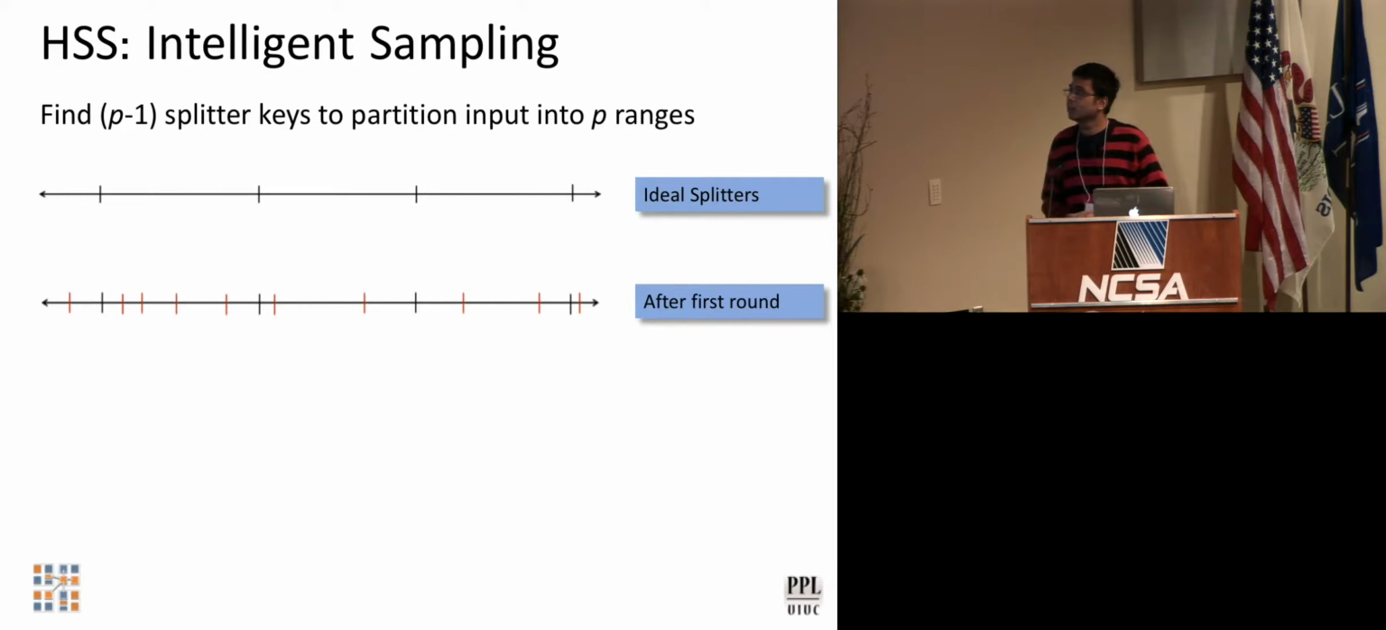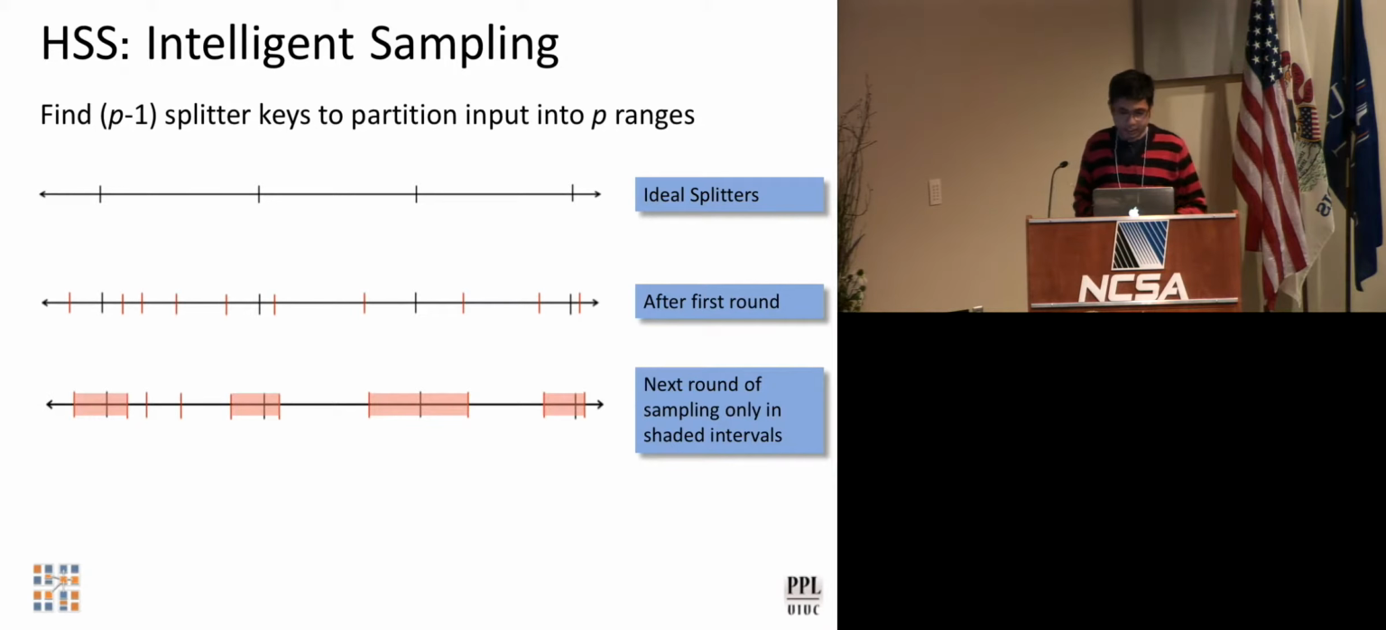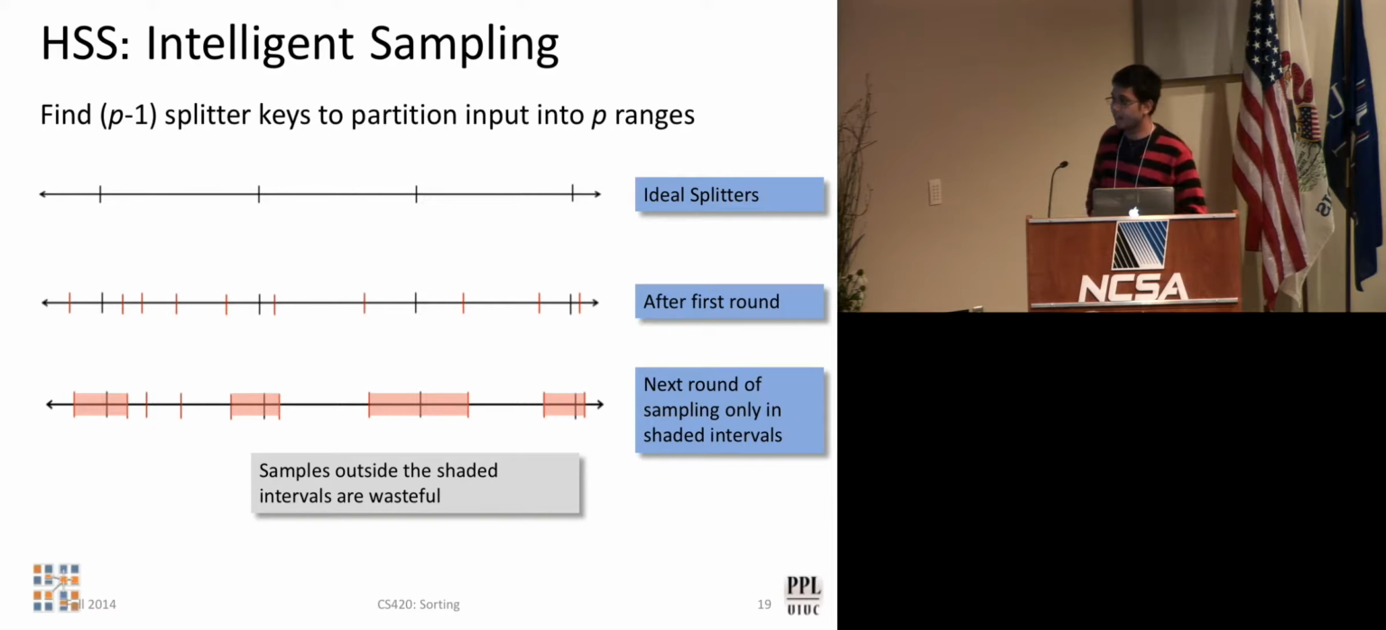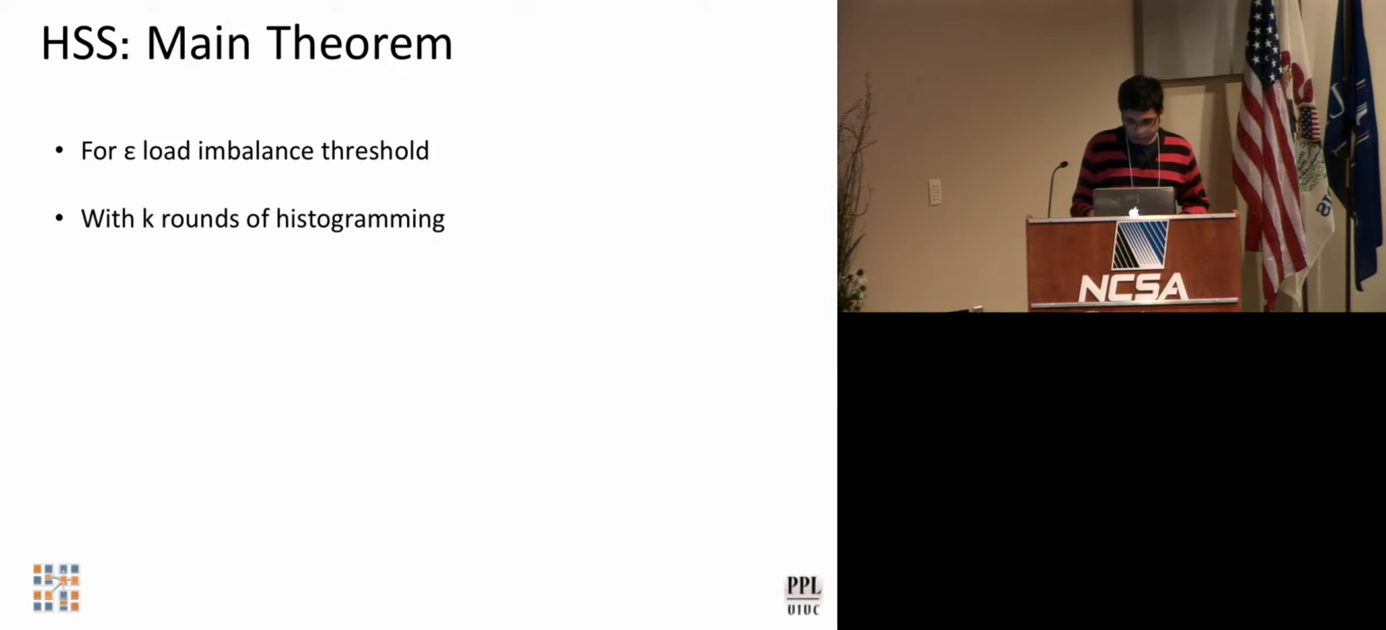And after the first round, we will know of some splitters that are all over the place, and the key idea is that for subsequent rounds of sampling, you only need to sample from these shaded regions. The observation is that if you have a sample that's outside a shaded interval, then that's wasteful, because you already know a key that's closer to the ideal splitter key. So you would always pick a key that's closer to the ideal splitter rather than a key that's further away. So that's how you sample intelligently.